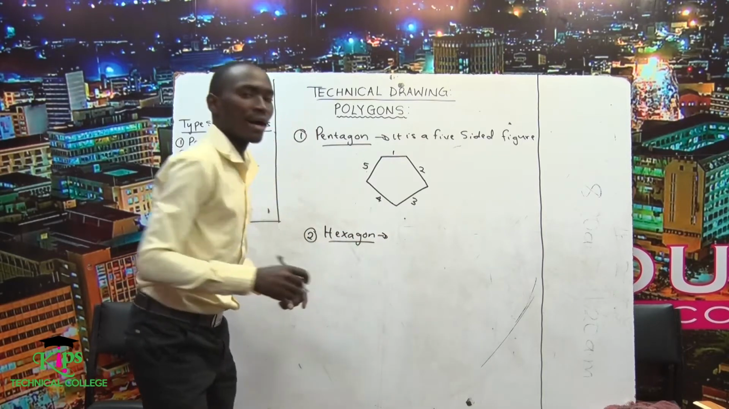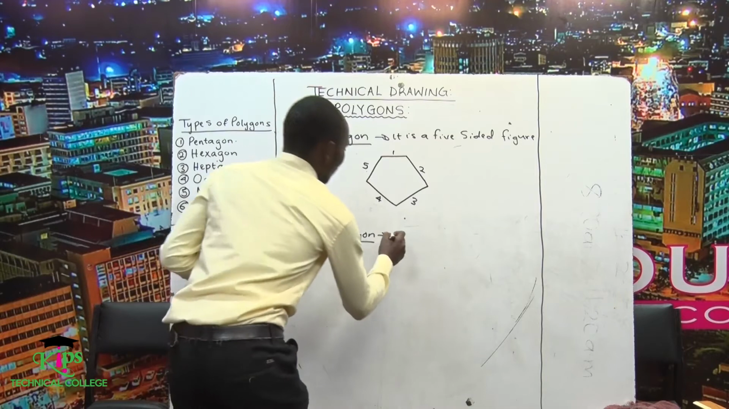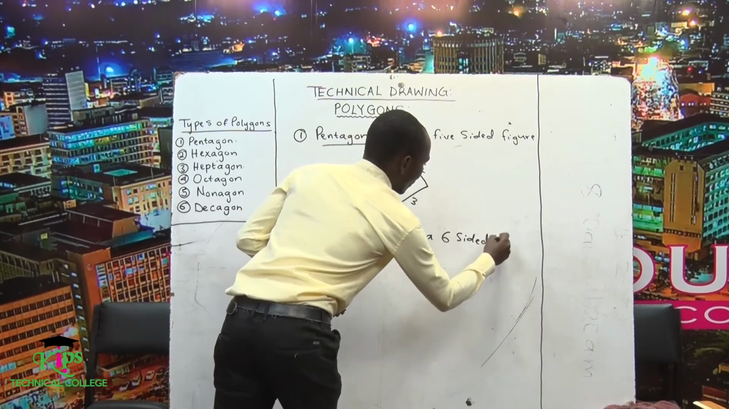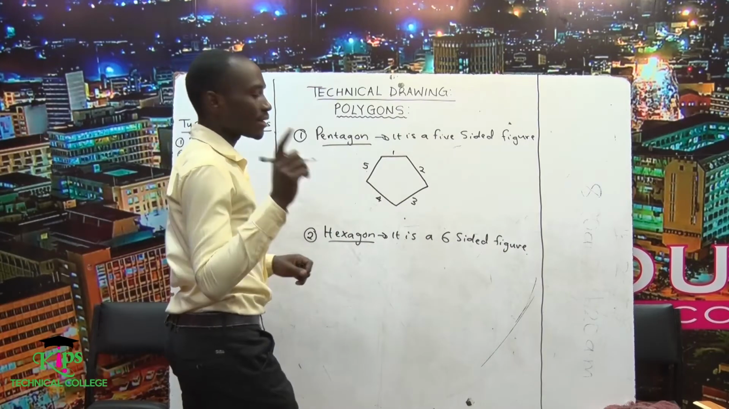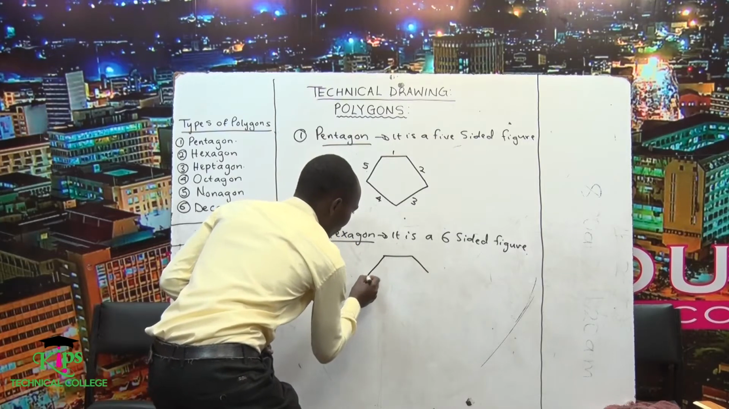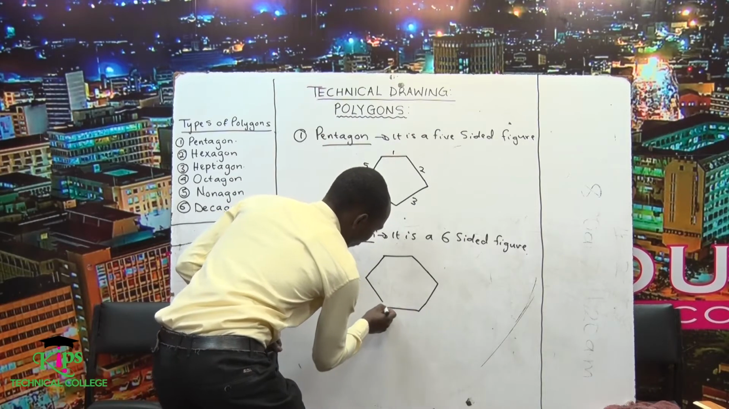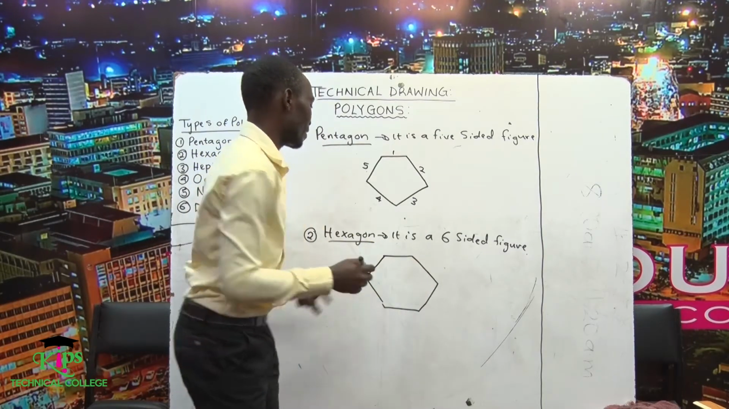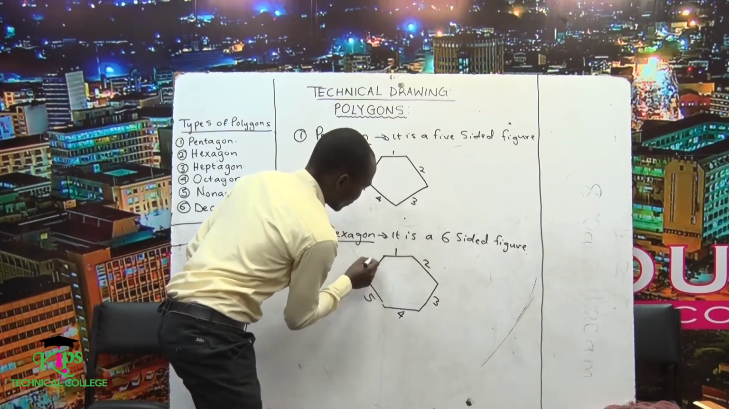A hexagon is a six-sided figure. So it has got 6 sides. For instance, it looks like this. So you can see it has got 1, 2, 3, 4, 5, 6.